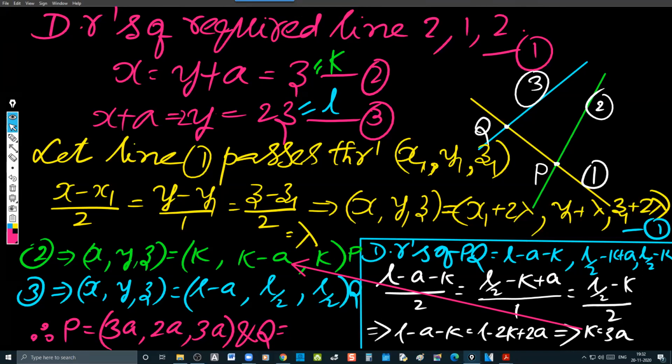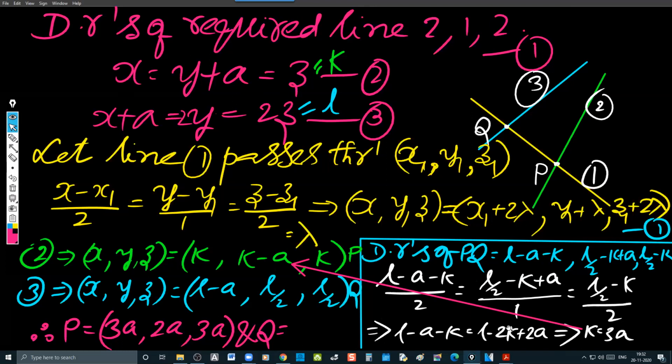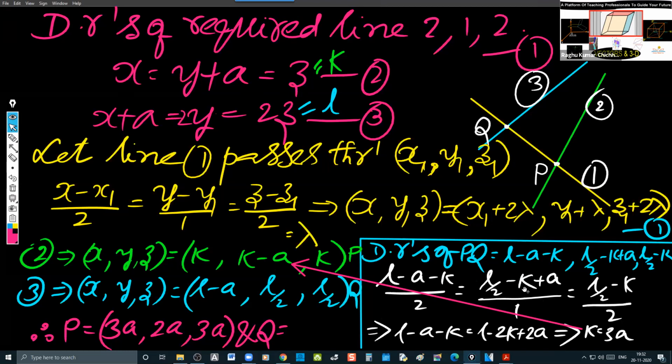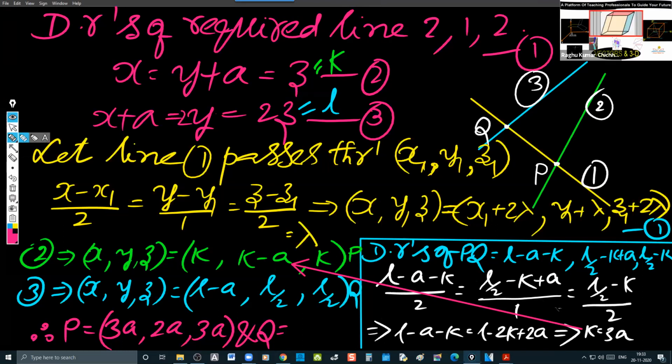Sir, I got L value as 3, sir. L value as 3. I think it must be in terms of A. Let me check one moment. If you substitute K as 3A here, you'll be getting this as, yes, sir. What is the value of L? Sir? L, please, L. L value.